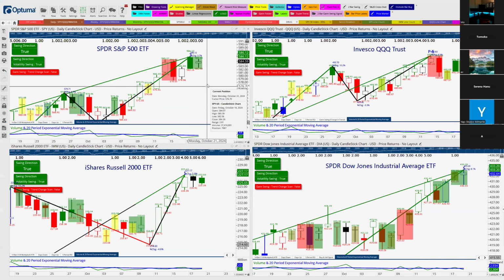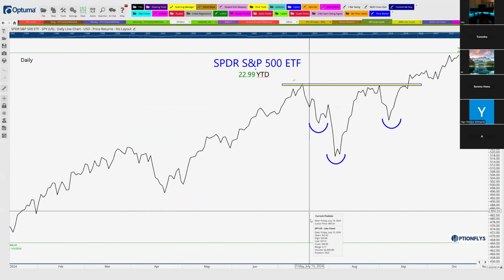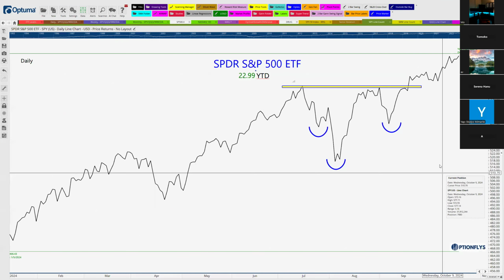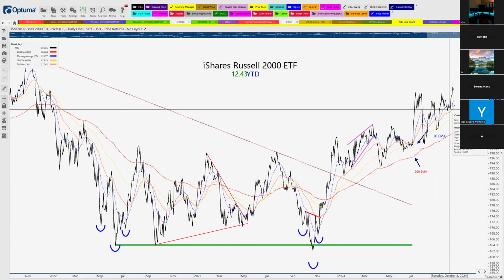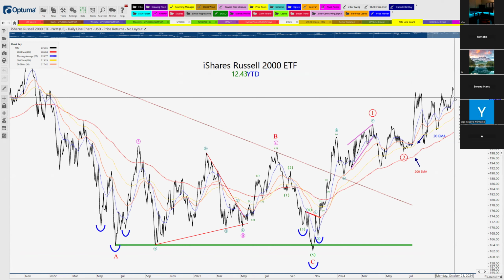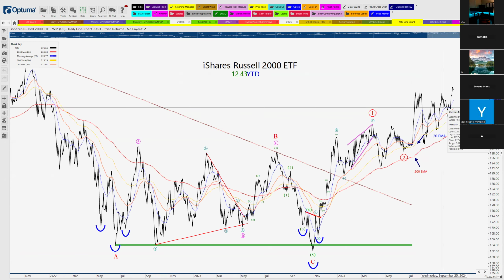I don't know what else. Weekly, this and this we already looked at. Line chart looks good. IWM is kind of choppy, but it's grinding. You see how much lines is.